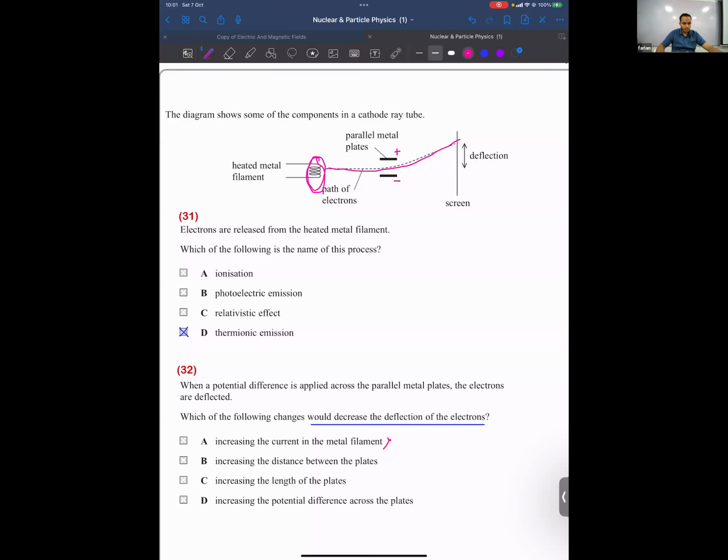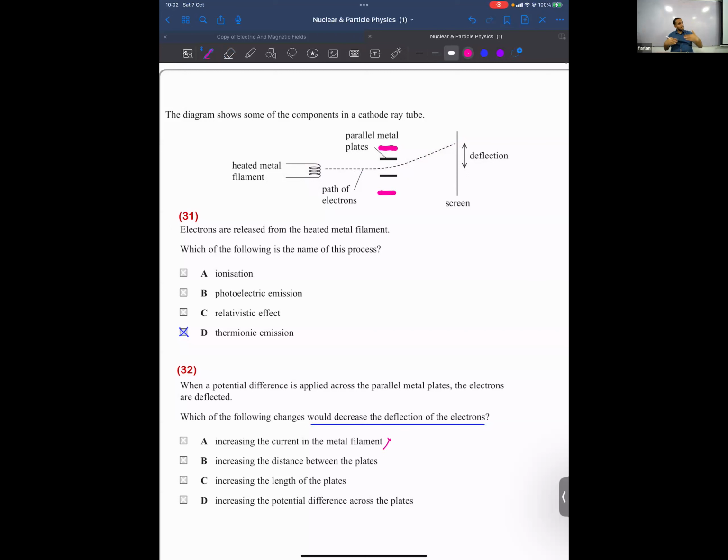Increasing the distance between the plates. Now guys, if I move this plate here and this plate here, and if I increase the distance between them, then what will happen to the electric field between the plates? It will reduce. Am I right? You increase the distance between two metal plates, the electric field strength between them will reduce.